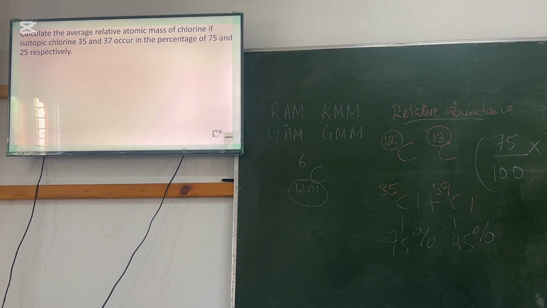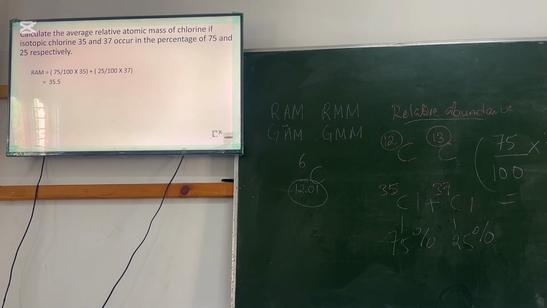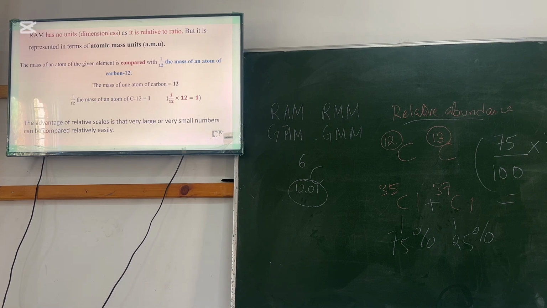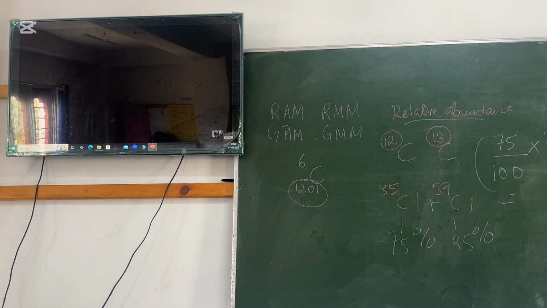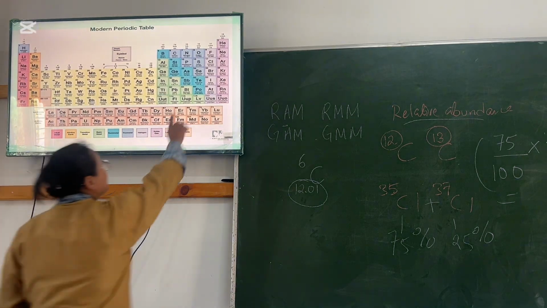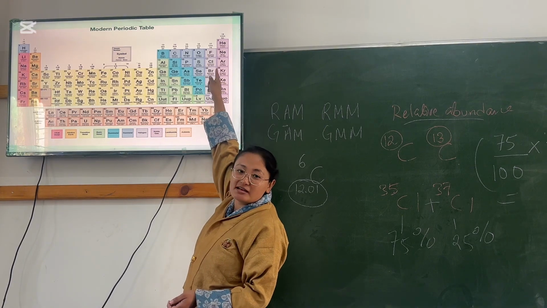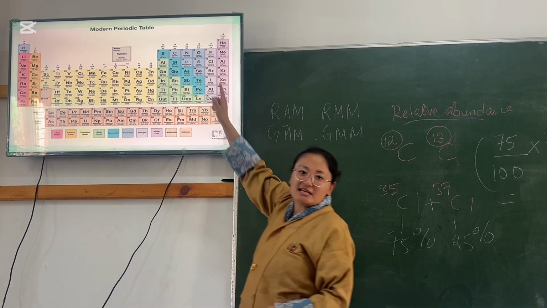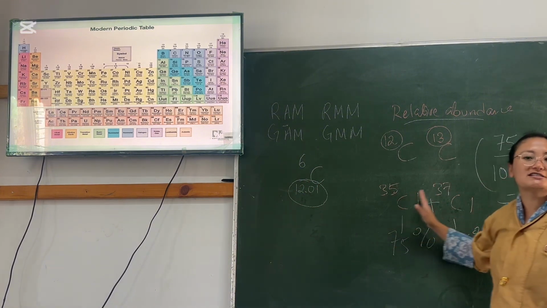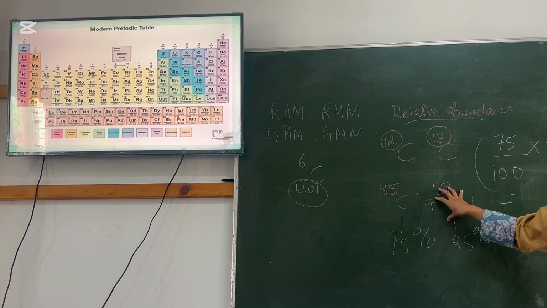Now can you try to find the answer for this one? What is your answer? Did you find? Did you get 35.5? Yes. So that is what we see in your periodic table. Now let's go back. Now look at this one. Chlorine, can you see here? 35.45 something. Do you see this one? That mass is actually computed taking care of the isotopes' relative abundance. They have calculated the weighted average mass.